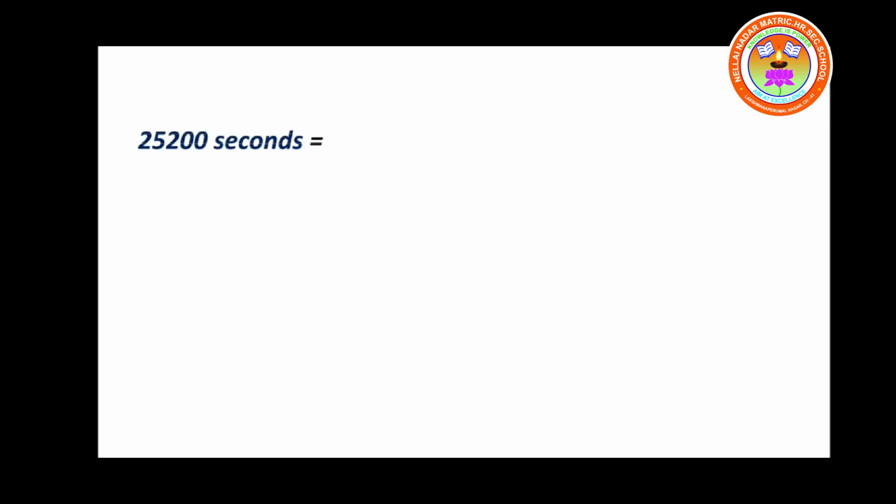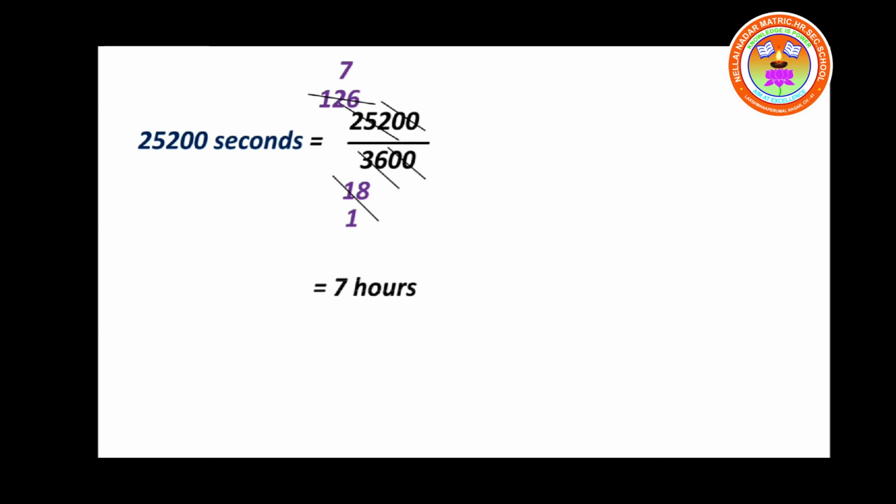Okay, so now 25,200 seconds equals 25,200 divided by 3,600. I am going to cancel 2 zeros and 2 zeros. Next, I am going to cancel 36 and 252 by the 2 table. 18 2s are 36 and 126 2s are 252. Again, I am going to cancel 18 and 126 by the 18 table itself. 18 1s are 18 and 7 18s are 126. So your final answer is 7 hours.